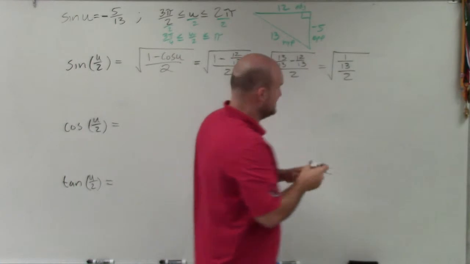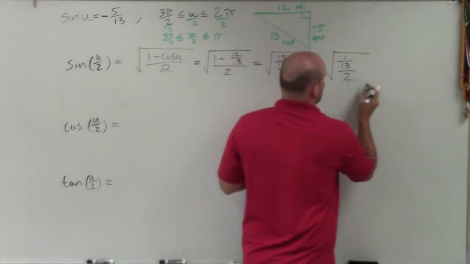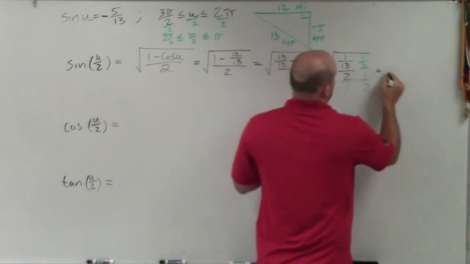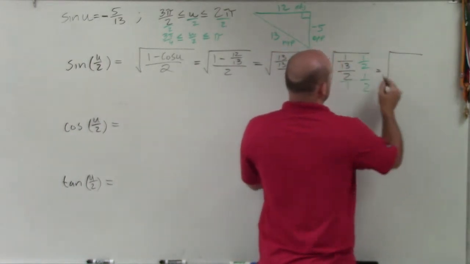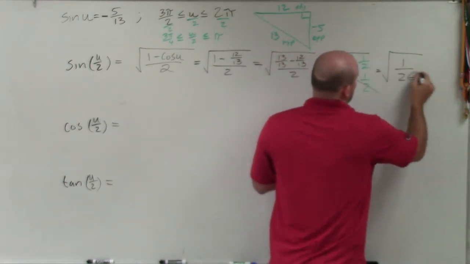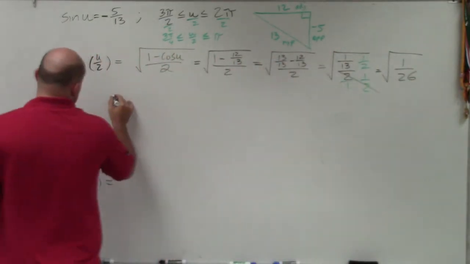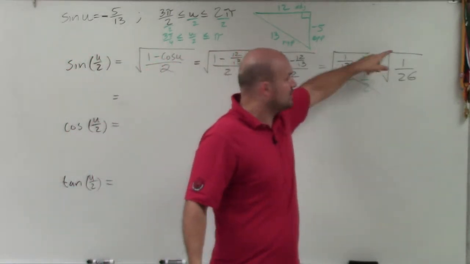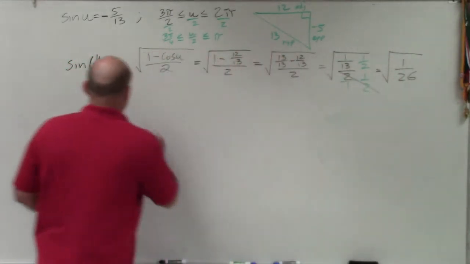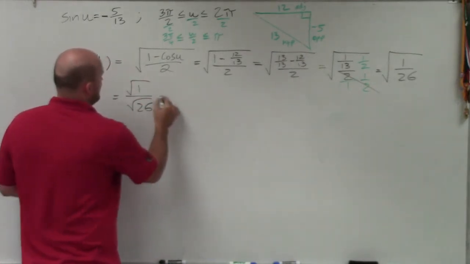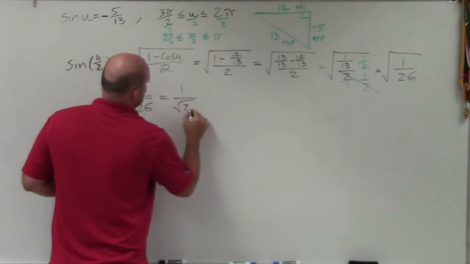Now, to simplify this, I can multiply by the reciprocal of my fraction in the denominator. That multiplies to give you 1. So I'm left with 1 over 26. OK, let's continue. When you're taking the square root of a fraction, you can break that up into the square root of the numerator over the square root of the denominator. So really, I have the square root of 1 over the square root of 26. Well, that obviously equals 1 over the square root of 26.